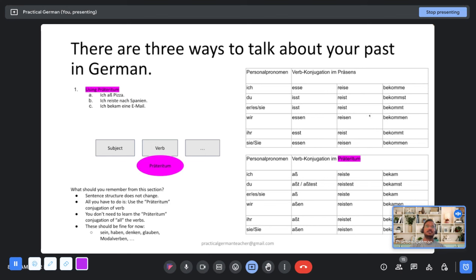This is the present conjugation, this is the Präteritum conjugation. You don't need to learn the Präteritum conjugation of all the verbs. Normally you go for the perfect participle, but there will be exceptions. For example, sein, haben, denken, glauben, and especially modalverben. You have to pass the test when I ask you for the conjugation table for these in Präteritum.